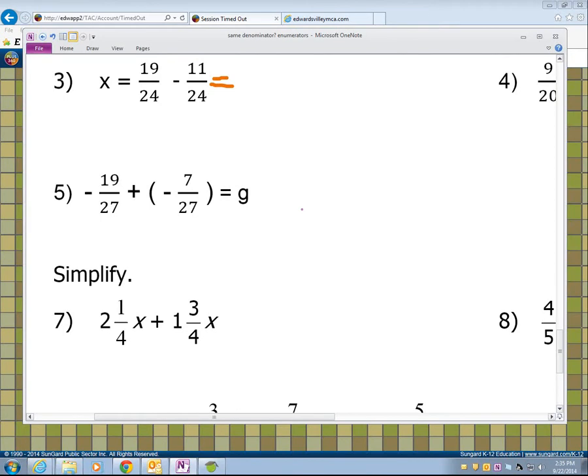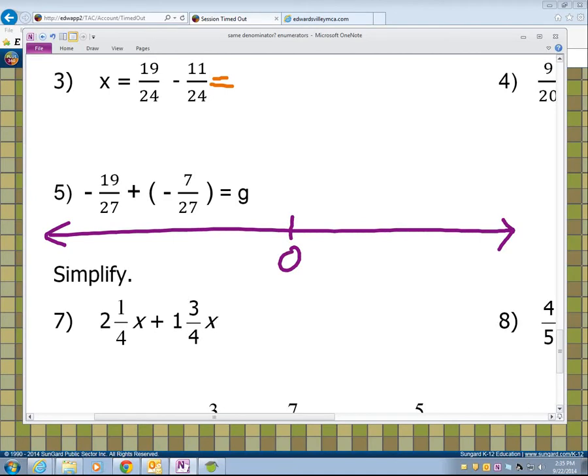So we have 19/24 minus 11/24. And when we have a number line, here's 0. Okay, we'll say that this is 1. We'll say that this is -1. Now 19/24 is going to be just about beyond halfway. Just beyond halfway or so. Maybe that might be a little bit more this way, but you're getting the point.